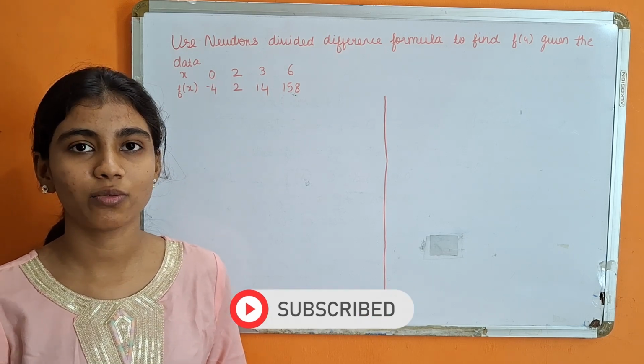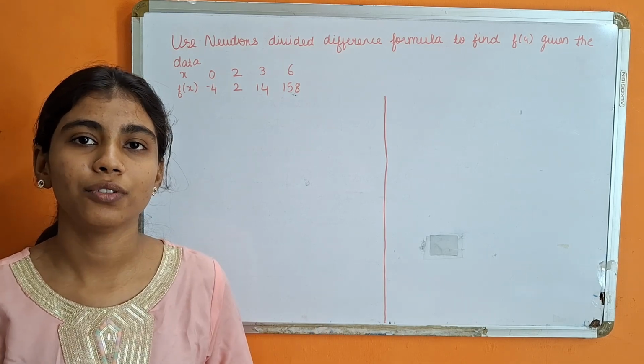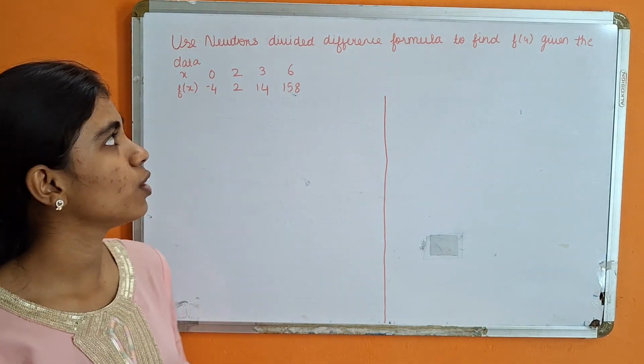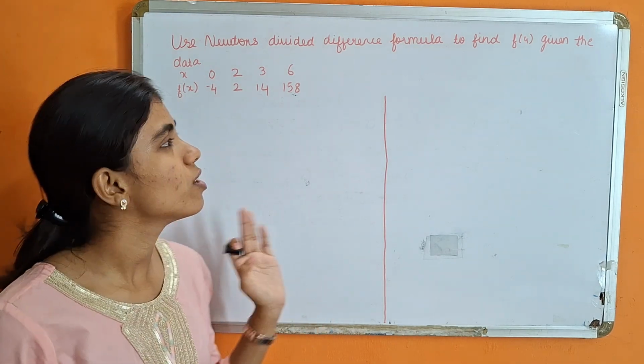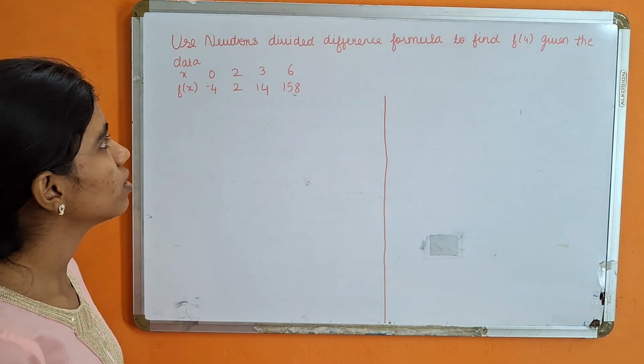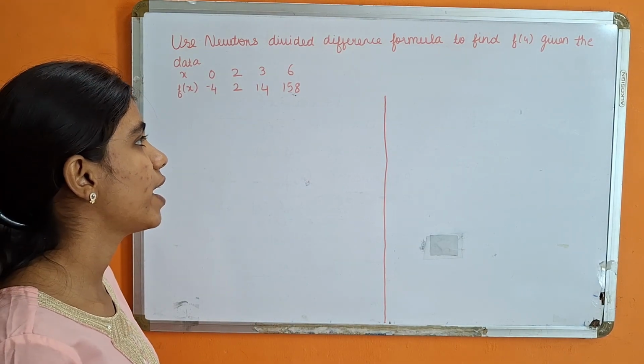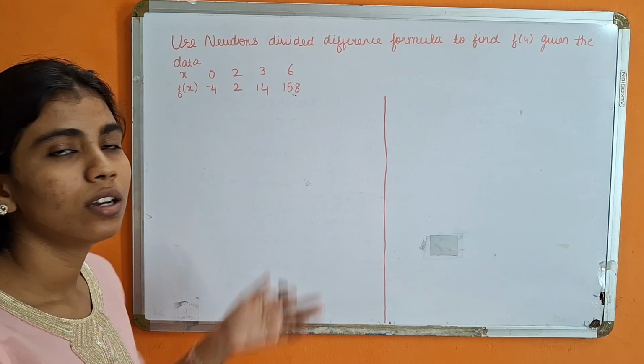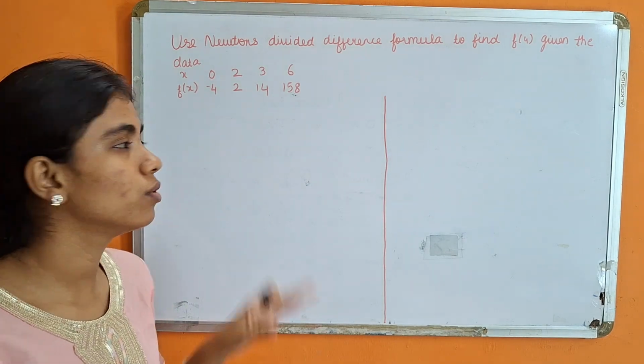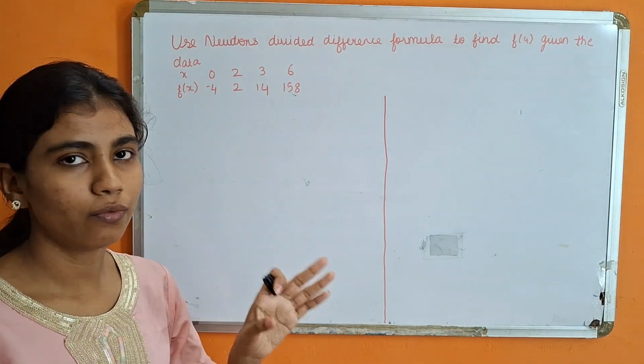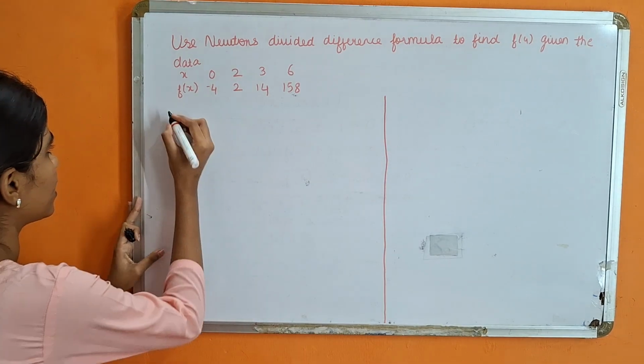So today we'll continue with module 4, and in module 4 today we are going to solve the problem of Newton's divided difference. So the question goes like this: use Newton's divided difference formula to find f of 4 given the data. So this data will be given to you. Through this you have to find f of 4. So first we'll write down this data.